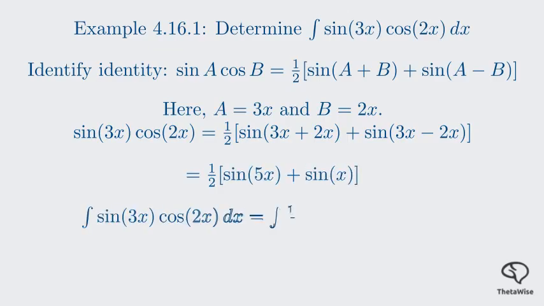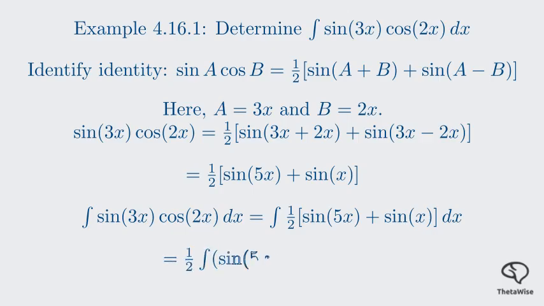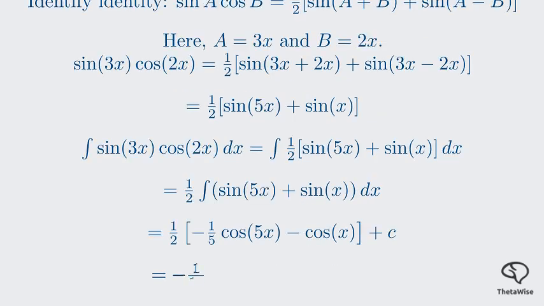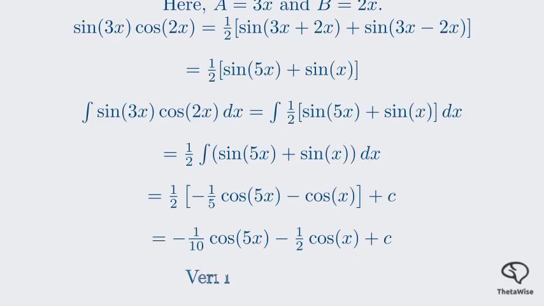Now we replace the product in our integral with this new sum. We pull the 1/2 constant out front. We now have 1/2 times the integral of sine 5x plus sine x. This is a simple term-by-term integral. The integral of sine 5x is negative cosine 5x over 5. The integral of sine x is negative cosine x. So we have 1/2 times negative cosine 5x over 5 minus cosine x plus c. Distributing the 1/2 gives our final answer: negative 1/10 cosine 5x minus 1/2 cosine x plus c. Verified using memo.